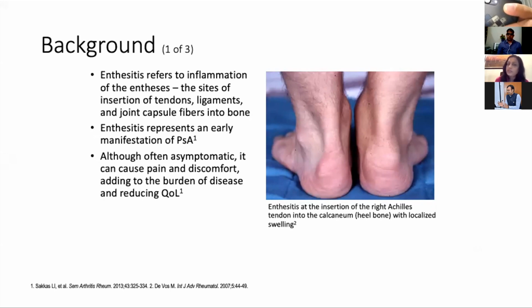But for these kinds of patients, I would be referring to orthopedic doctors to inject, because we, as rheumatologists, are not good at injecting the Achilles tendon. We inject other tendons, but not the Achilles.